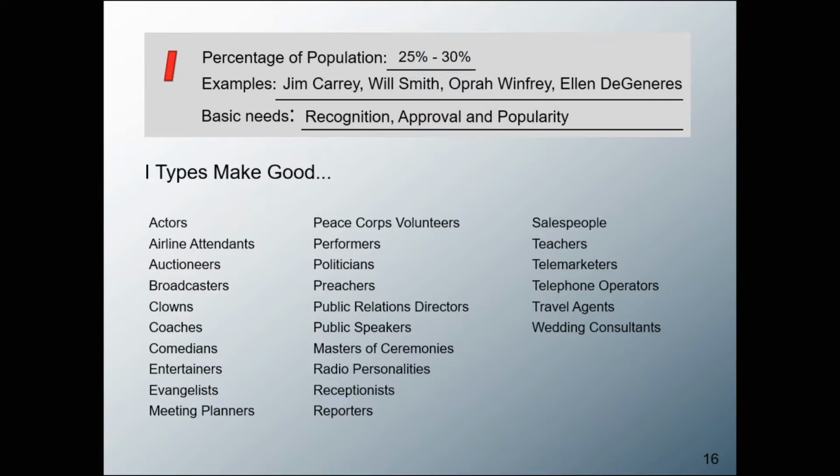So what do they need? Recognition, approval. They want people to like them. They want people to say, oh my God, what you did, what you said, it's good, it's nice, I like it, I go with you on that. So that's what they like. If you look at what they're going to choose as profession and position, it's everything that has to do with being in front of people.